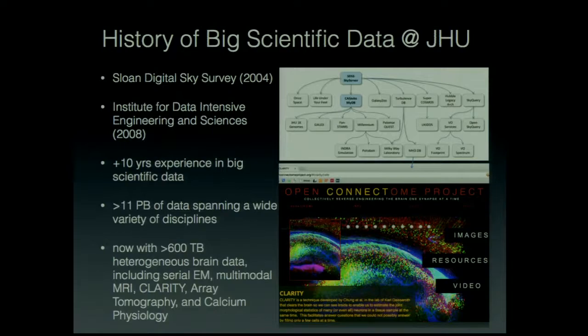Right. Thanks. I'm Joshua Vogelstein. I'm going to talk about some of the opportunities and challenges associated with open science platforms for heterogeneous data. To start, I'll give you a bit of a history of big scientific data at Johns Hopkins, where I am. The Sloan Digital Sky Survey came out of Johns Hopkins. It's about a decade old now.